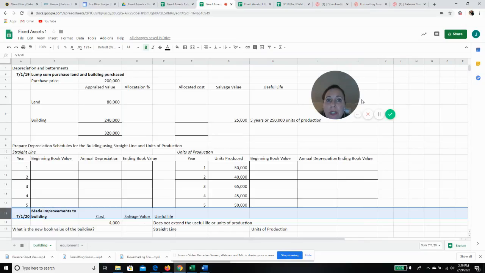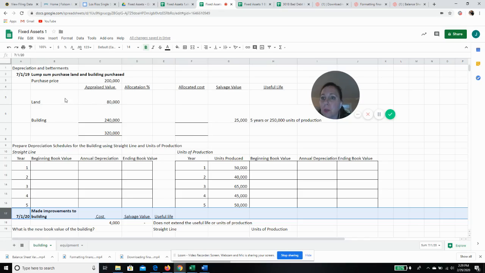The first thing we're going to do is learn how to allocate the purchase price amongst multiple assets, in this case, land and building. If you haven't done so already, you may want to open the blank Google Sheet so that you can complete this worksheet along with me.